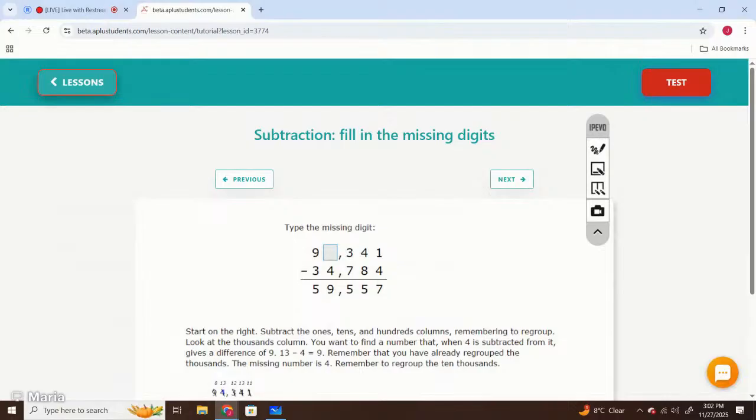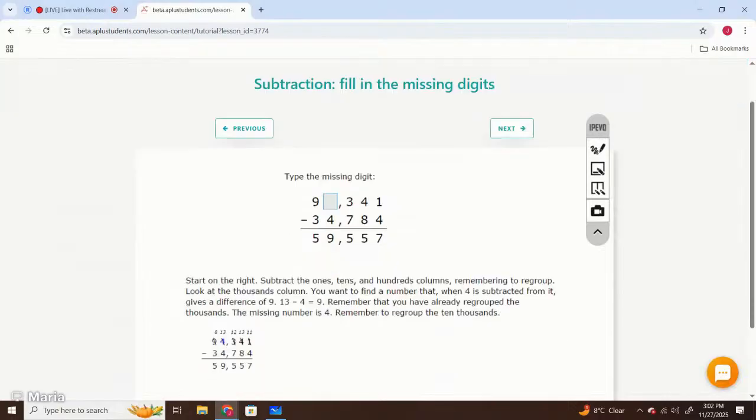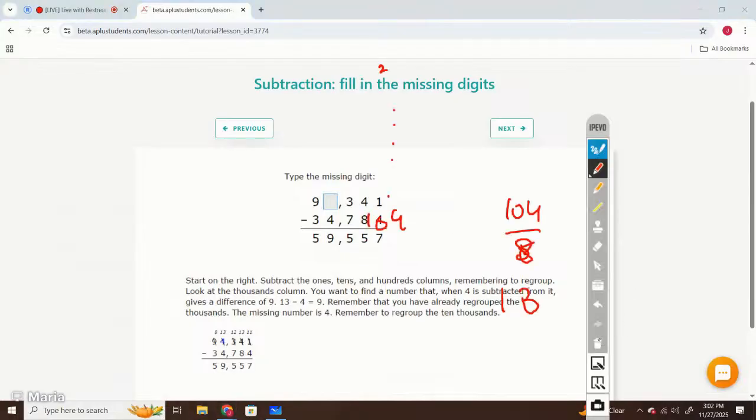Type the missing digit. So we have a digit missing in the given number. So how do we find the missing digit? Start subtracting from the ones digit and then we'll find the missing digit, right? So we cannot subtract 4 out of 1. So for sure we have to borrow 1 from here. So we have 3 here and 11 here. 11 take away 4 is 7.